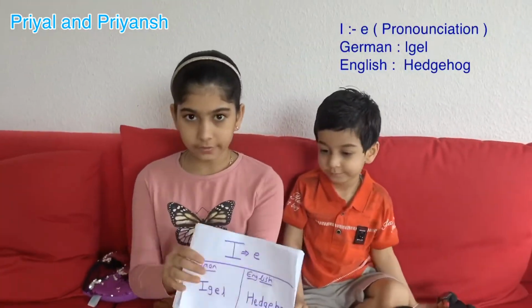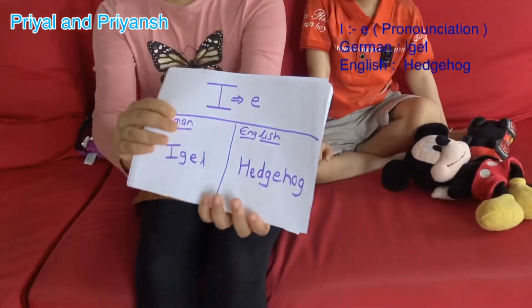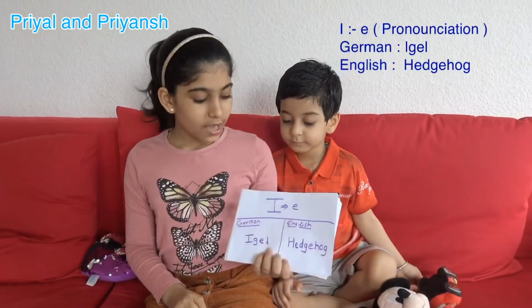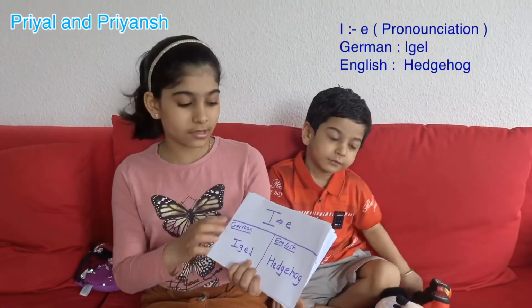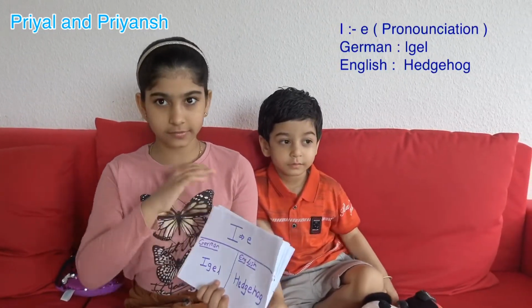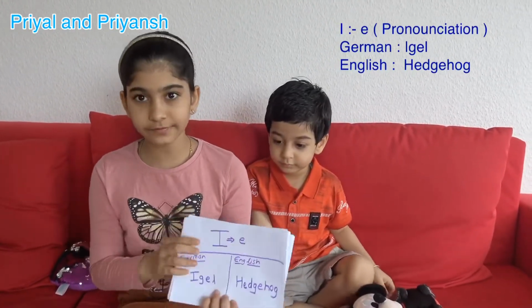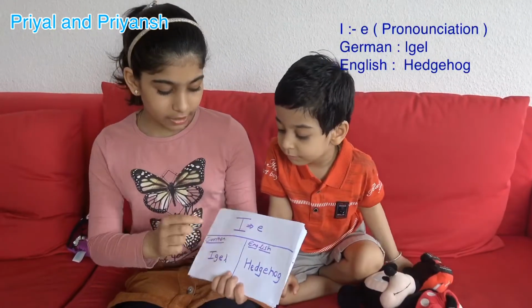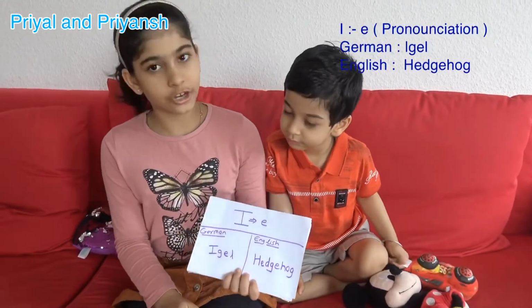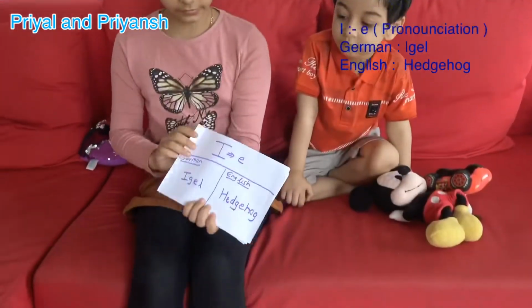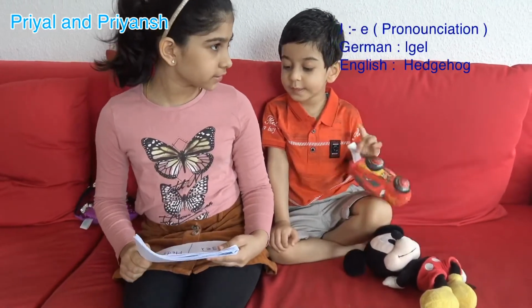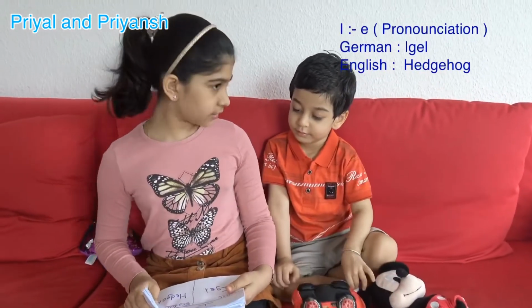Next, we have the letter I, and they pronounce it as E. It's like the letter E. And in German it's Igel, but in English it's hedgehog. Priyansh, can you say E? E. And Igel? Igel. Good.